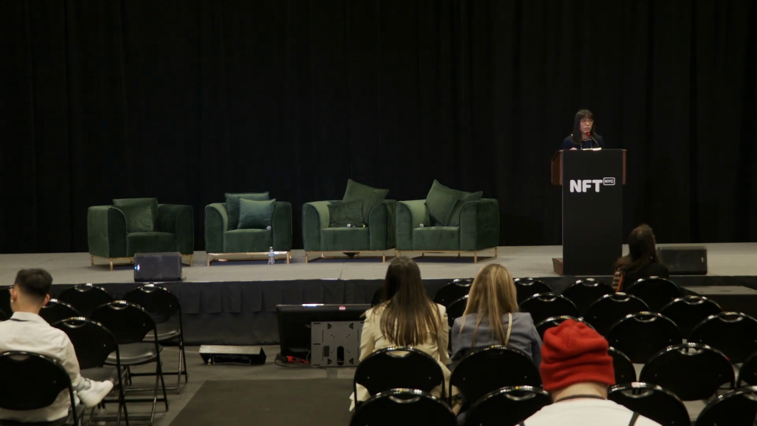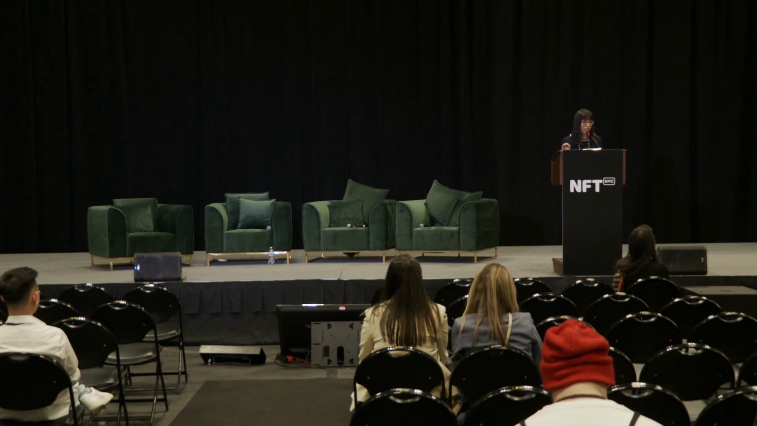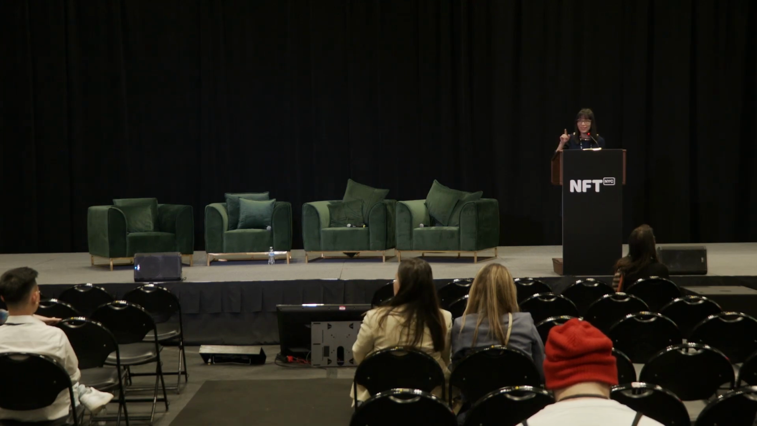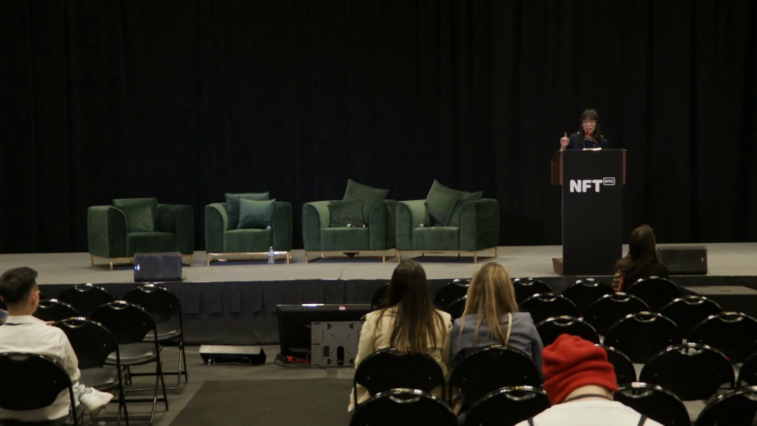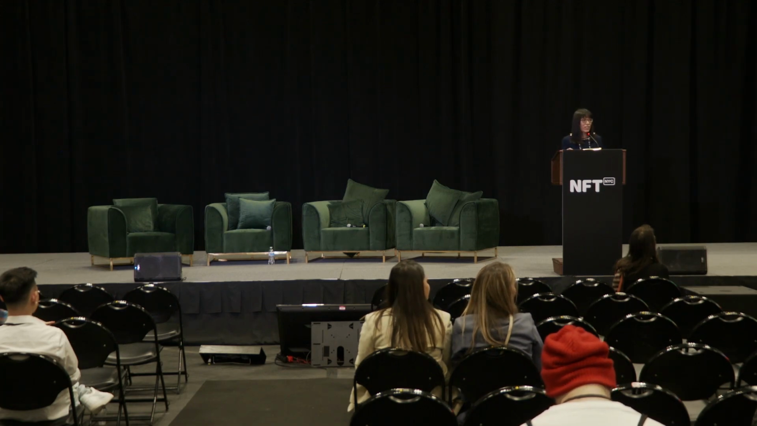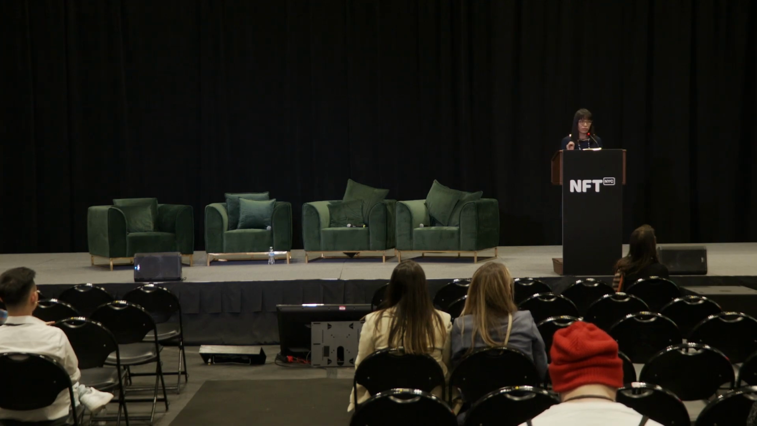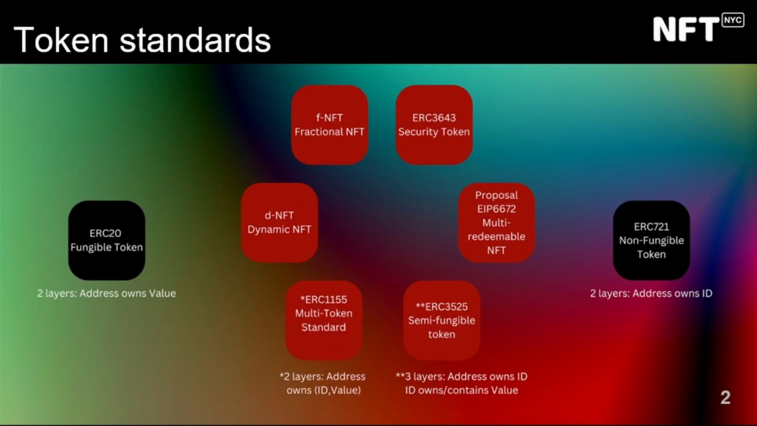I want to understand how many of you are familiar with token standards. What kind of standard do we use for a traditional static image? Yeah, ERC-721, right? That is the standard NFT. And when we talk about crypto, that is ERC-20. So between 20 and 721, in fact, we have quite a lot of innovative standards.